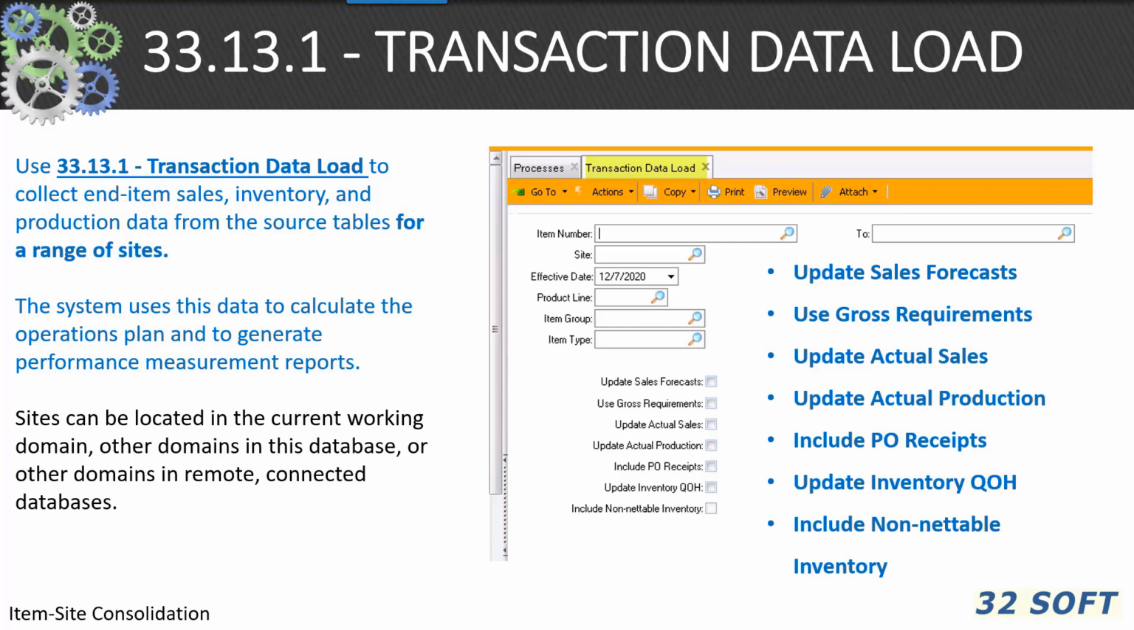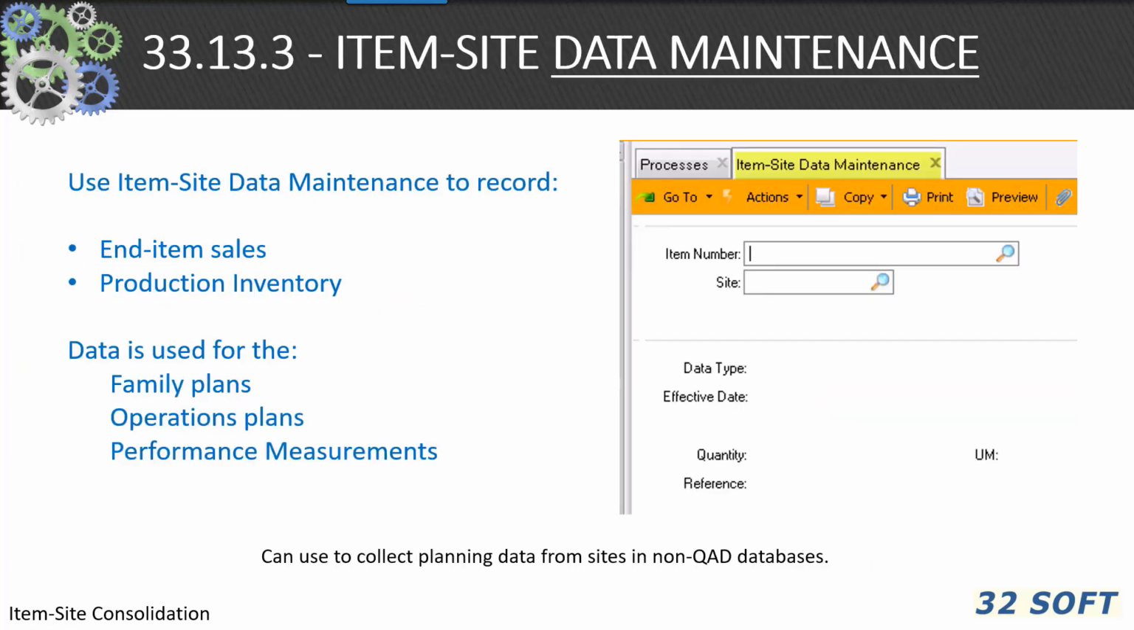The transaction load does many things. It updates sales forecasts. It uses gross requirements. If any of you are familiar with the new MRP or Kanban policy of gross requirements, GRC, should probably look at that. It updates actual sales, updates actual production, include PO receipts. You can update actual inventory, and you can include non-inventory if you want to. So you really need to understand what that particular menu is going to do.